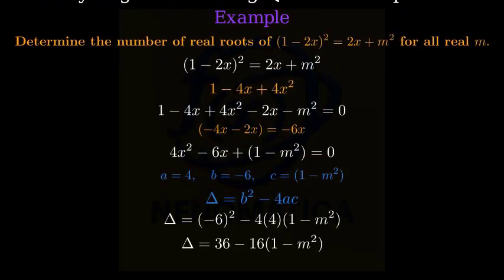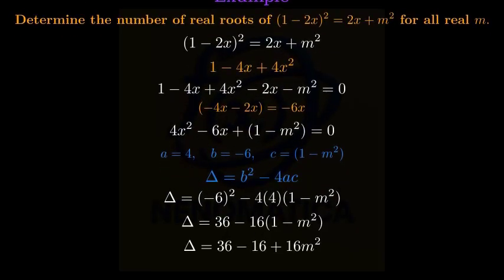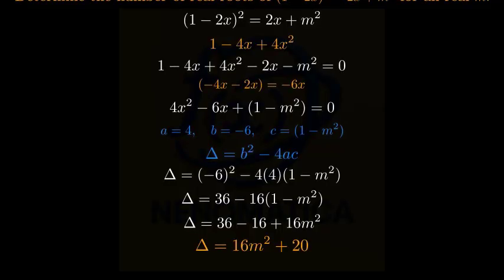Negative 6 squared is 36, and 4 times 4 is 16. Therefore, delta equals 36 minus 16 times 1 minus m squared. Step 7. Distribute the negative 16. That gives 36 minus 16 plus 16m squared. Step 8. Combine constants. 36 minus 16 is 20, so delta equals 16m squared plus 20.